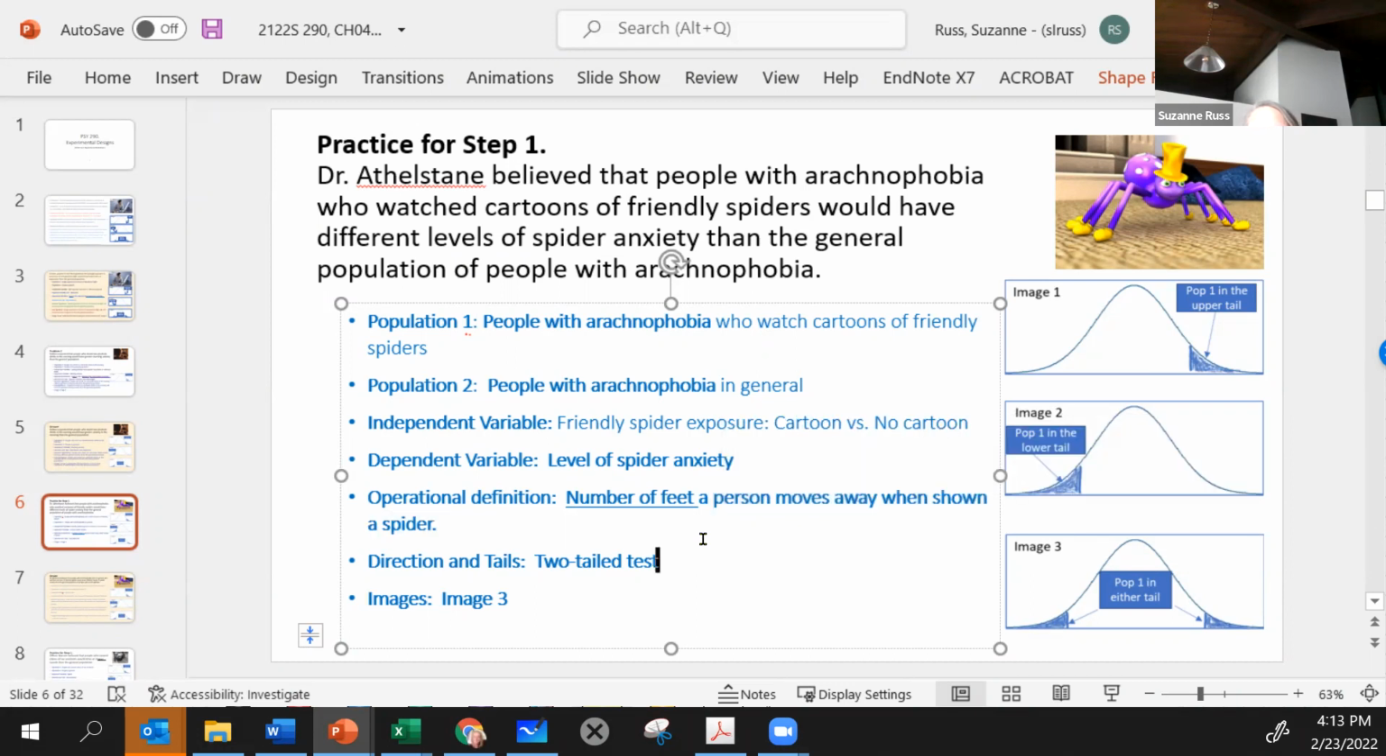I think we'd have to assume that there were some marks on the floor, and that when the person was shown a spider, they had their feet in certain footprints. And then when they moved away, we had foot markers on the floor so that we could count. I think then we could get it pretty precise. Does it seem valid? Does it seem like this is a valid measure of spider anxiety?